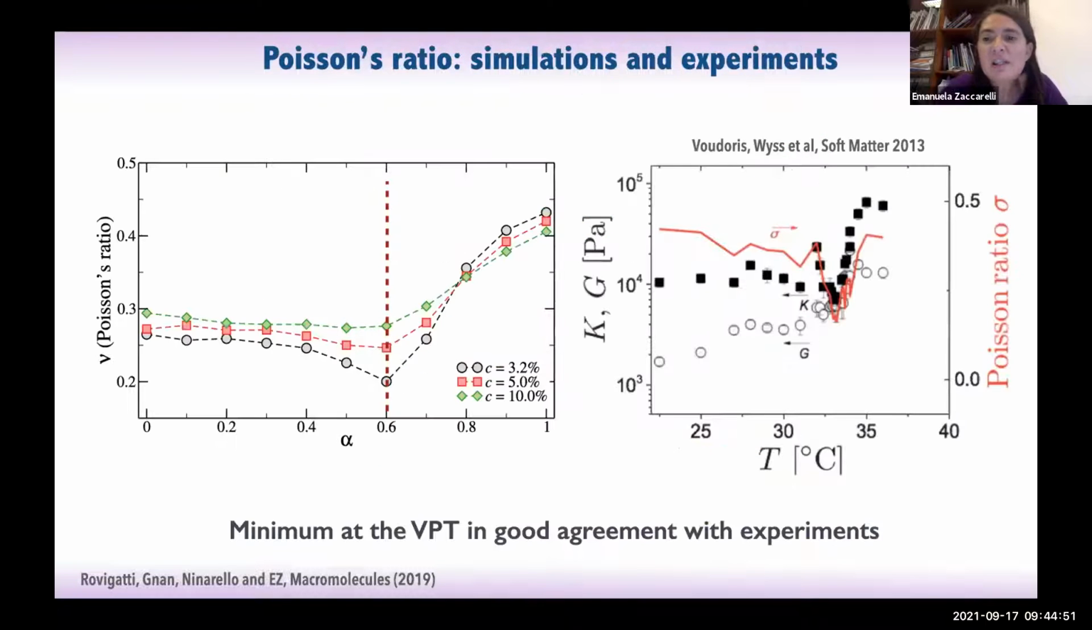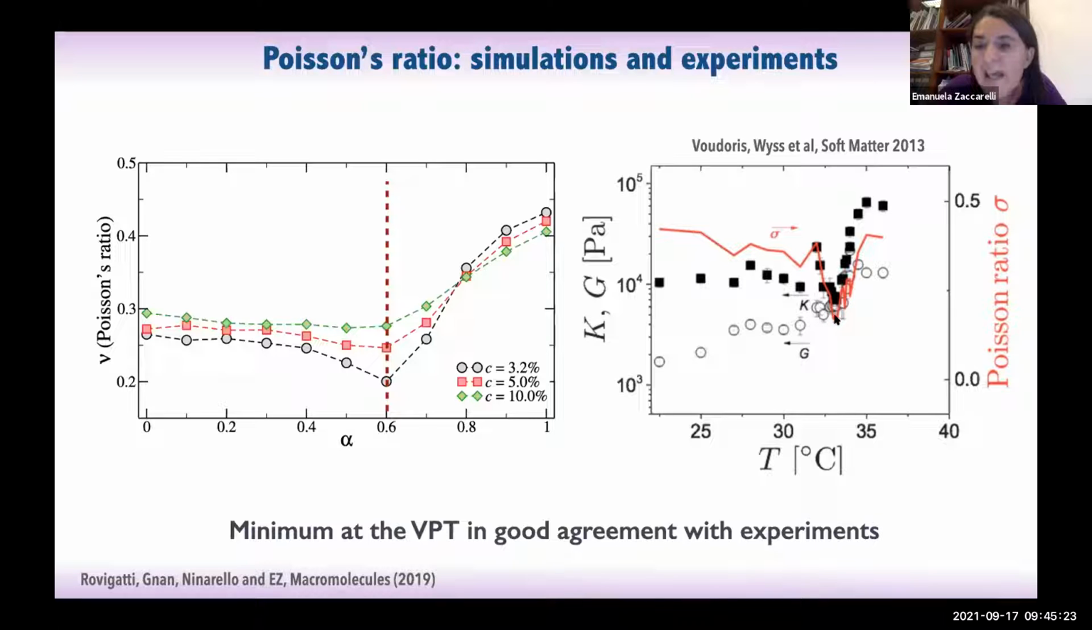The most interesting result of this part is the Poisson ratio, because at low temperature it has a value that is more or less what is seen experimentally in microgels and hydrogels. Then it increases above the volume phase transition, eventually tending to the Hounsfield limit of 0.5. But the most interesting thing is that there is a minimum at the volume phase transition that becomes more and more evident as you decrease the cross-linker concentration.